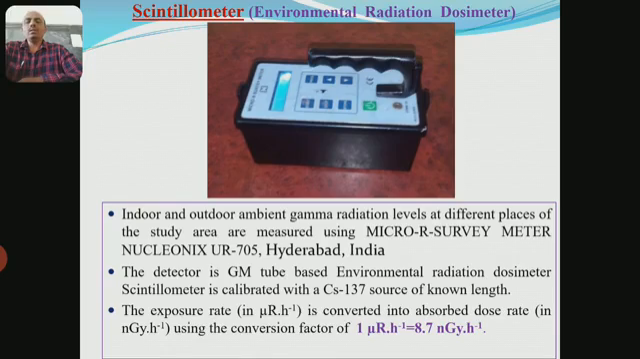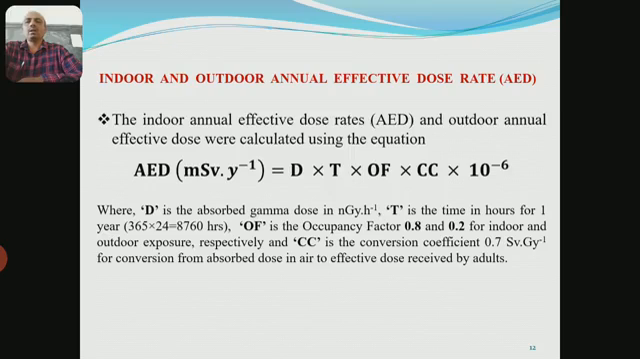Instrumentation. The instrument used in the present study is the Nucleonics UR705 for the measurement of ambient gamma radiation level. This detector is a GM tube based environmental radiation dosimeter. It is calibrated with cesium 137 source. It gives the exposure rate, which is converted into observed dose rate using the conversion factor of 8.7 nanogray per hour. Using that observed dose rate, annual effective dose is calculated.